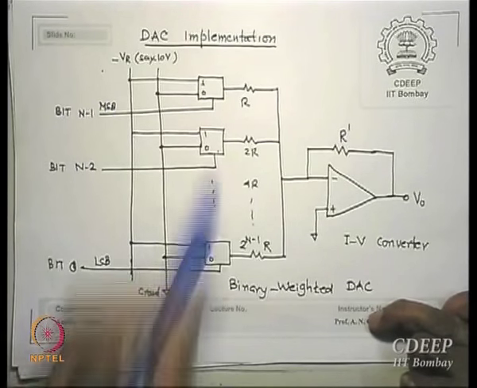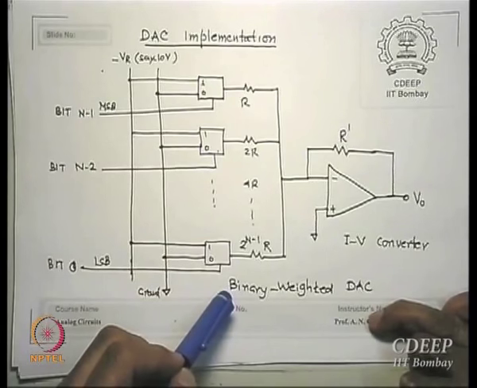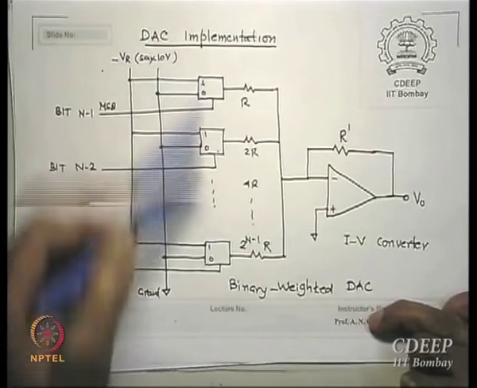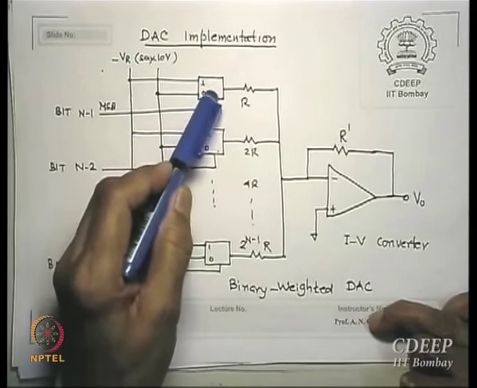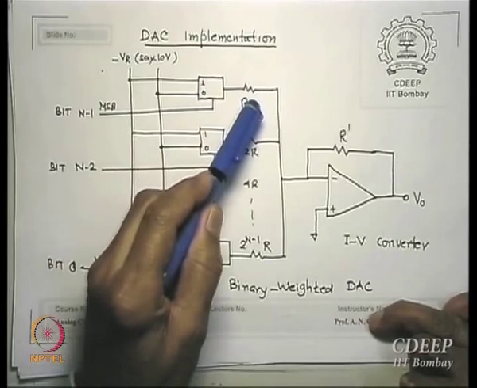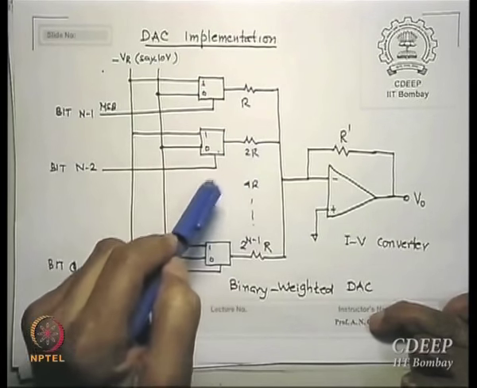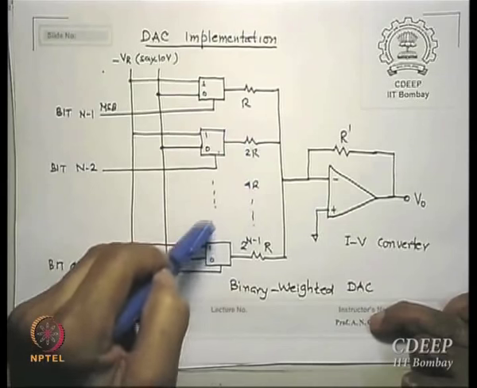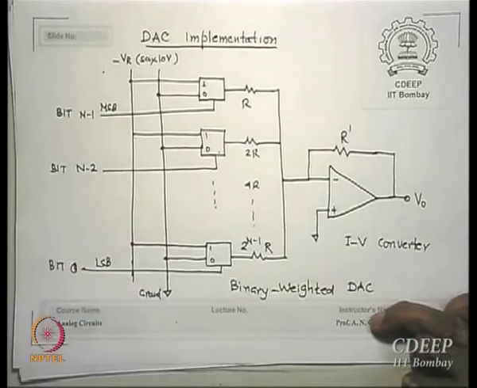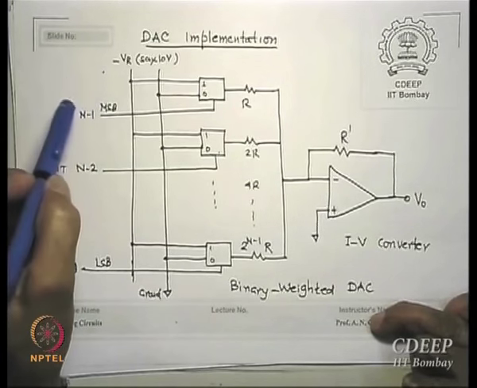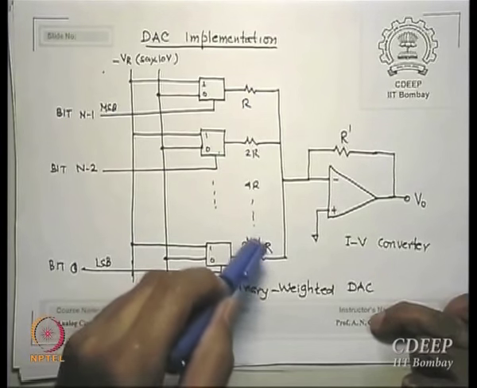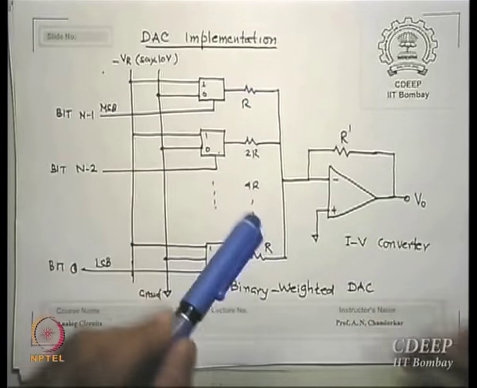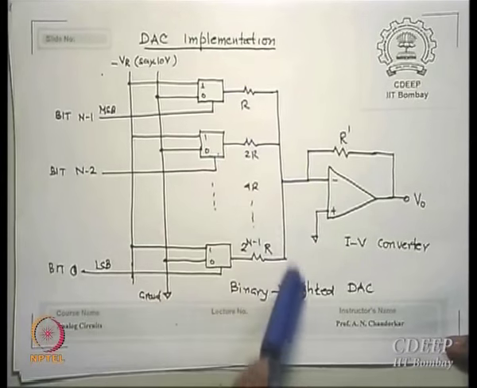Is that clear? How many of them will be? As many bits DAC you want, those many will be. This is MSB, this is LSB. Okay. For each such switch, the first switch has a resistance R, the second has 2R, the third will be 4R, 2 to the power, and finally the nth one, or 0th bit, will be 2 to the power n minus 1 R. Please remember, the highest MSB will get only R and LSB will get 2 to the power n minus 1 R. These are the resistances.